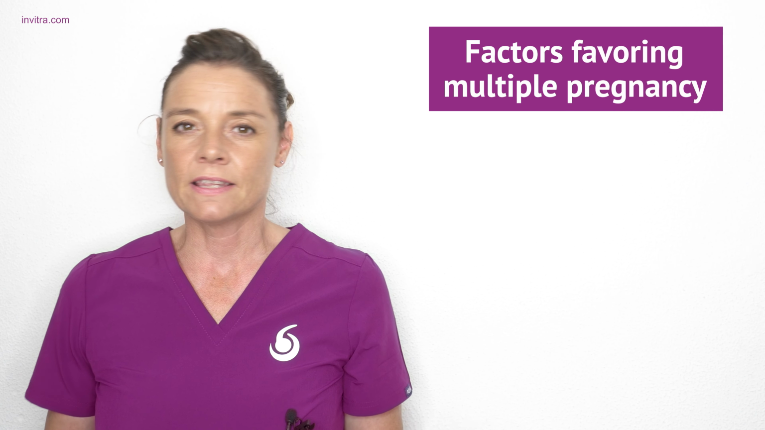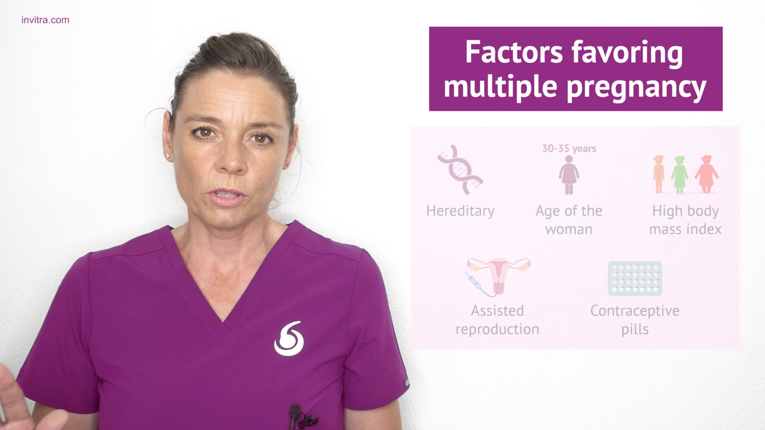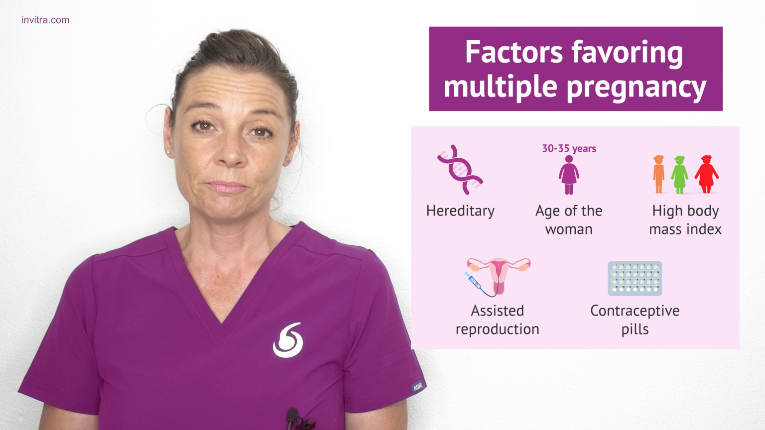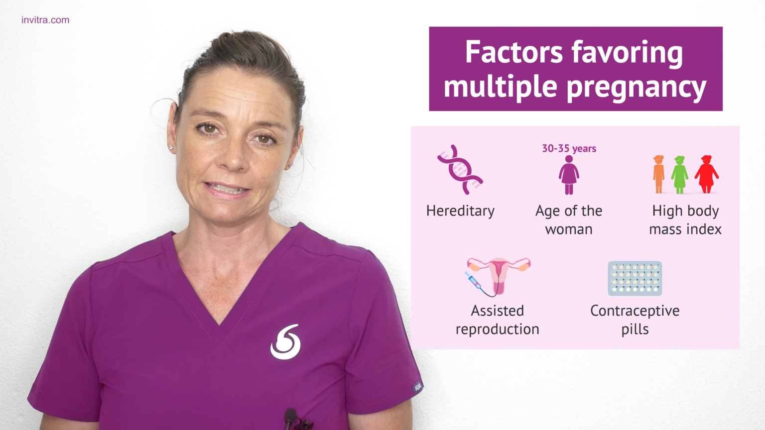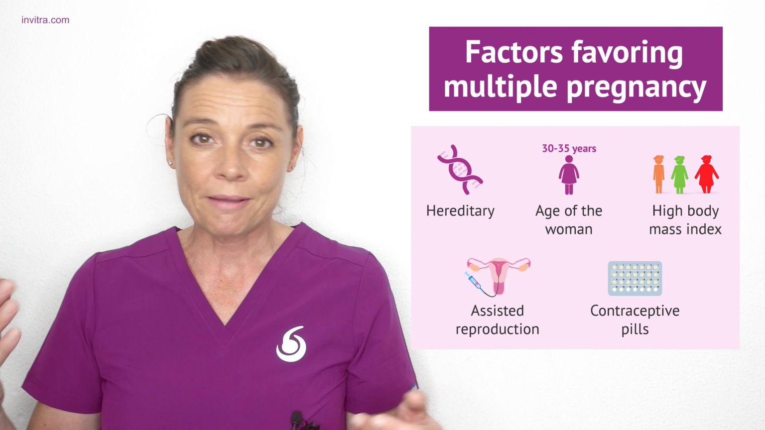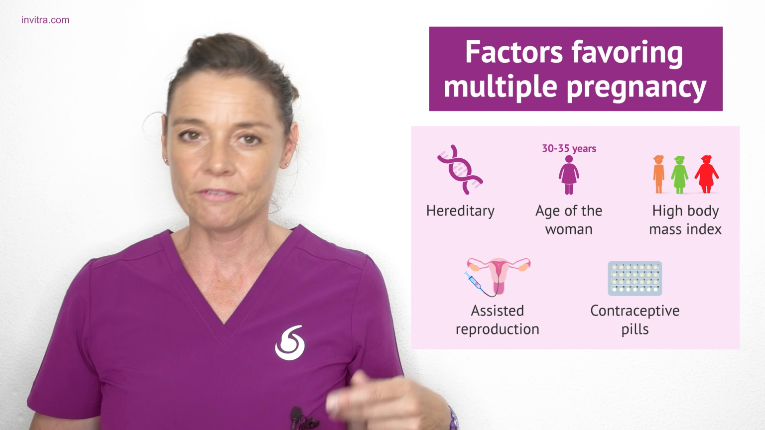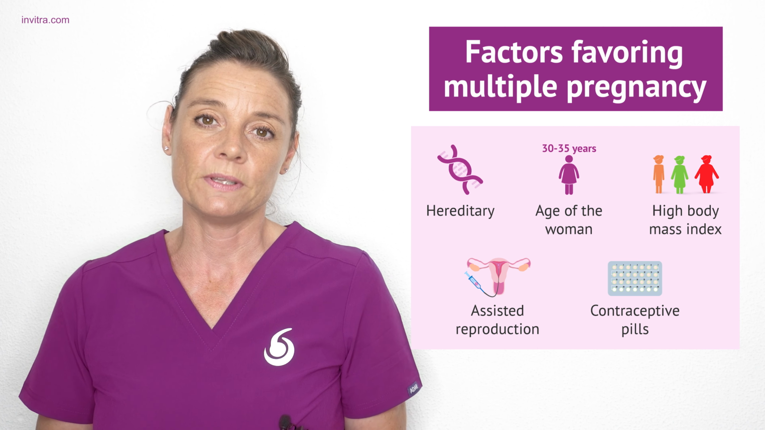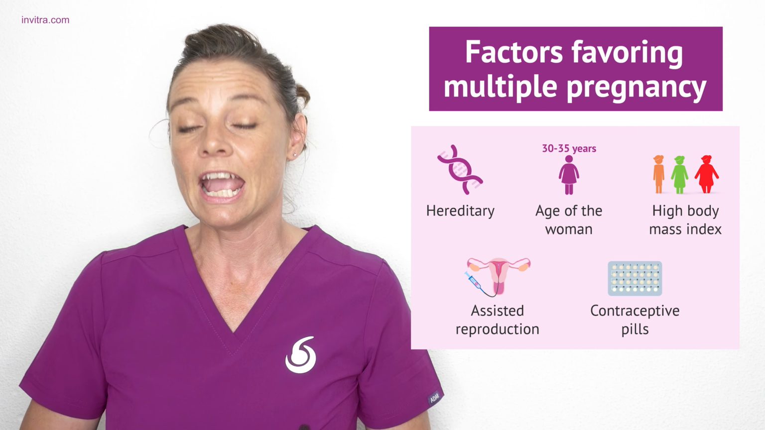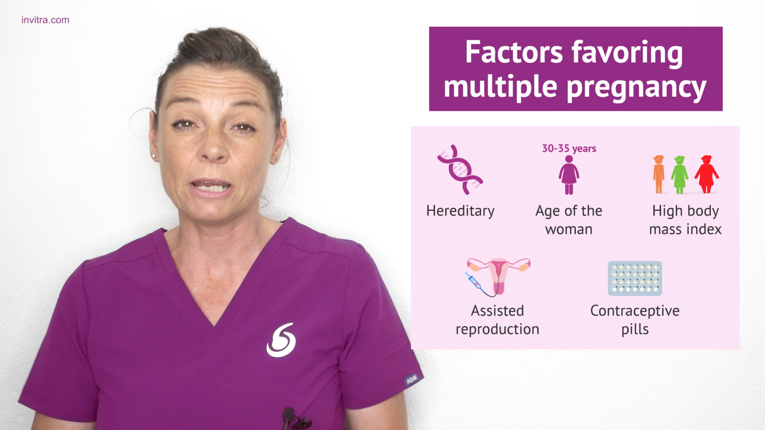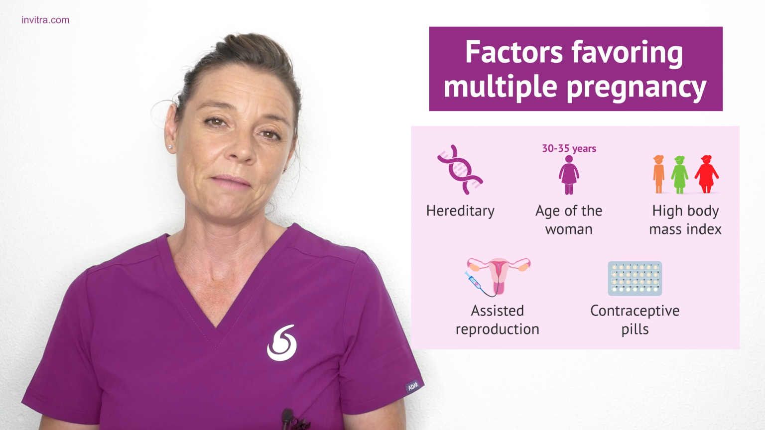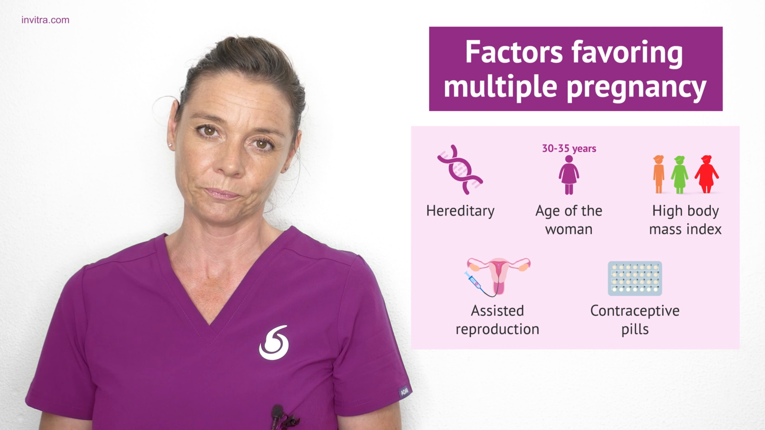There are many factors that can come into play when looking at the possibility of having a multiple pregnancy. The first I'm going to talk about is the hereditary basis. It is true that in some families, twins seem to run in the family. Although we don't know the exact genetic basis of why twins occur, there does seem to be a genetic predisposition, especially in the case of fraternal twins. So if you have twins in your family, it may be that you might have them too.